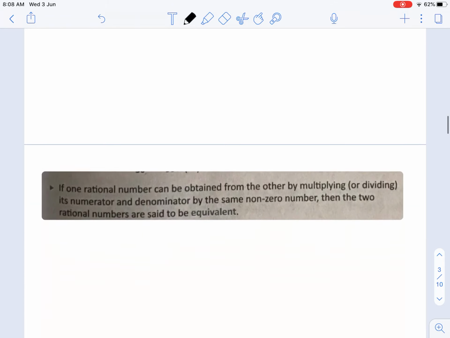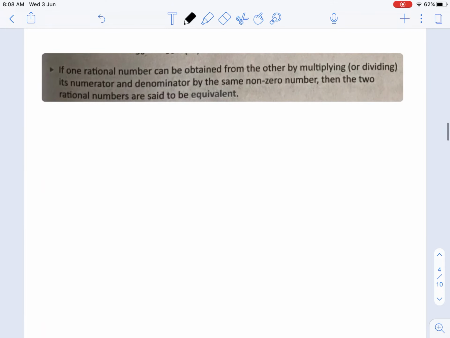Now the next one is: if one rational number can be obtained from the other by multiplying or dividing its numerator and denominator by the same non-zero number, then the two rational numbers are said to be equivalent. When you read the statement, it seems to be a complicated one. Let us try to make it in simple form. Our next topic is to learn equivalent fractions.